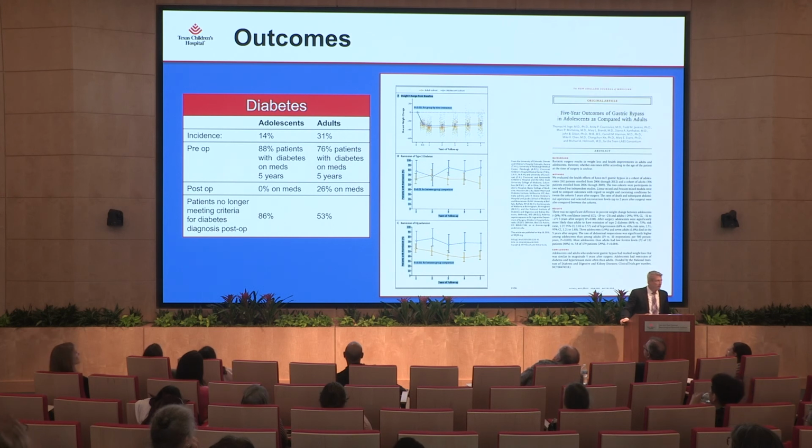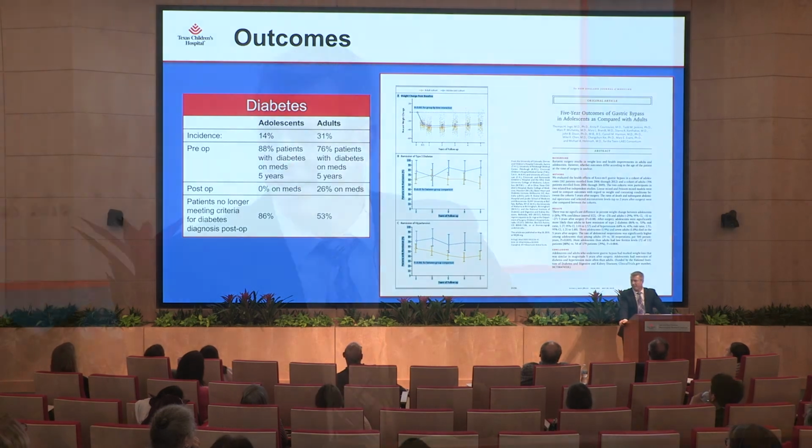Now, recently there was a paper that came out in the New England Journal of Medicine this last spring. You may be familiar with it. Dr. Inge put this out. It was a multi-system study. Texas Children's was also involved. And it looked at the outcomes over 5 years of adolescents in relation to their adult counterparts who had undergone, in this case, Roux-en-Y gastric bypass surgery.